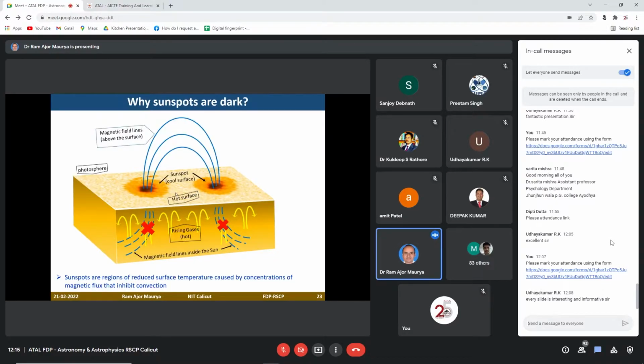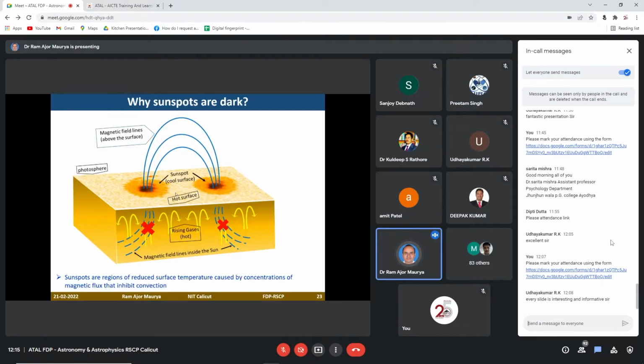So the rotation is not like the Earth's rotation. Our Earth spins completely in one day. The sun rotates in 25 days at the equator.